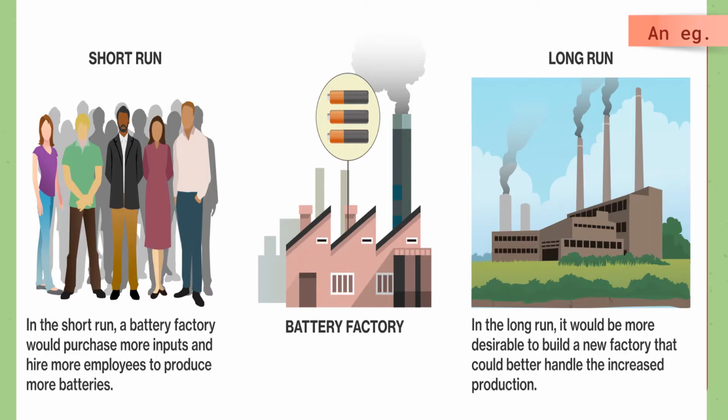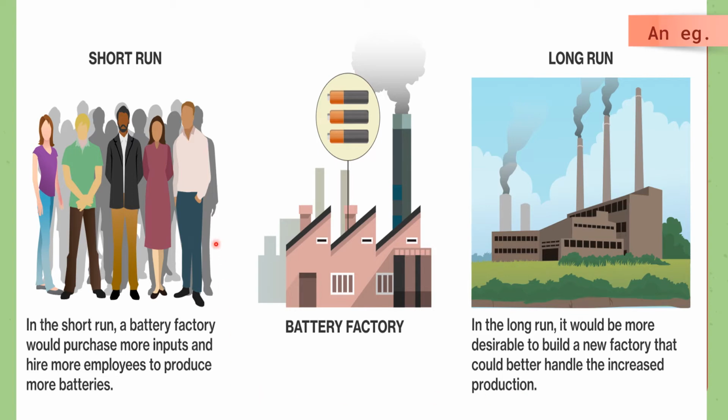Let us come to understand the short run and the long run with the help of an example. Consider the production of batteries in a factory. Now let's see how this concept of short run can be applied here. In the short run, a battery factory would purchase more inputs and hire more employees in order to produce more batteries. However, in the long run, it would be more desirable to build a new factory that could better handle the increased production.